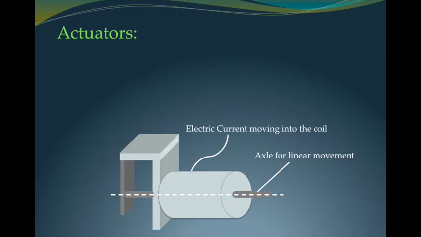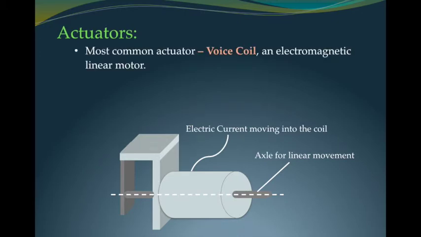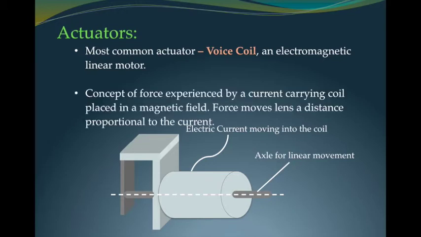Now we come to the actuators. An actuator is a type of motor that is responsible for moving or controlling a mechanism or system. The control system can be simple, software based, or any other input. It uses the concept of force experienced by a current carrying coil placed in a magnetic field. This force moves the lens by a distance proportional to the current.